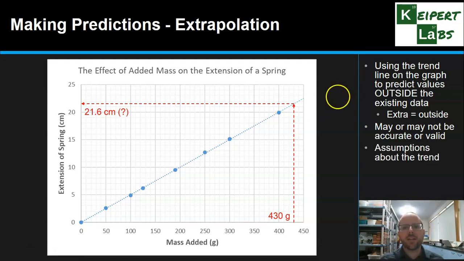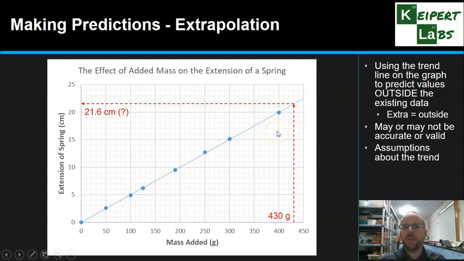Okay? Because what it means is we're having to make assumptions about the trend, that the trend is continuing on in exactly the same way up to infinity or up to a certain point. And so then we're saying, all right, if we added 430 grams, then we're having to extend this trend line and then use that extension to make an estimate about the data over here. But we're still having to estimate because we're still having to extend that trend line. We're still having to assume that at this point the spring is still going to behave the same way as it did down here.